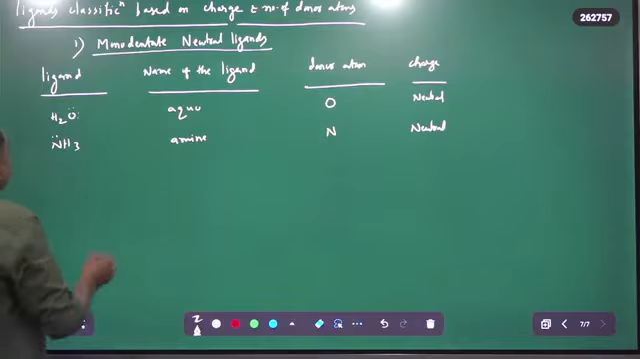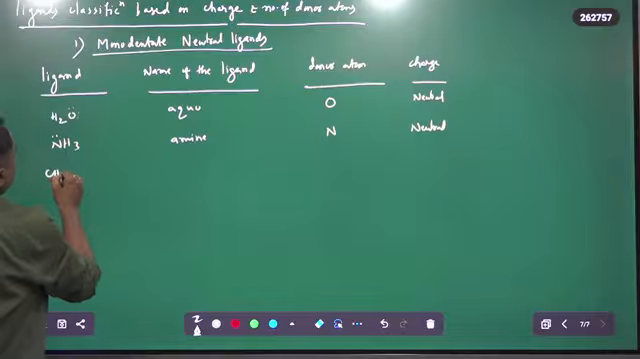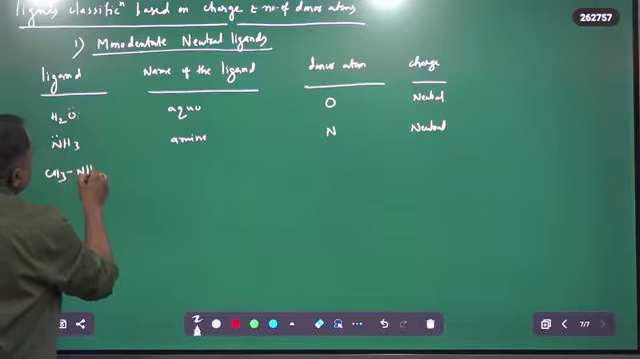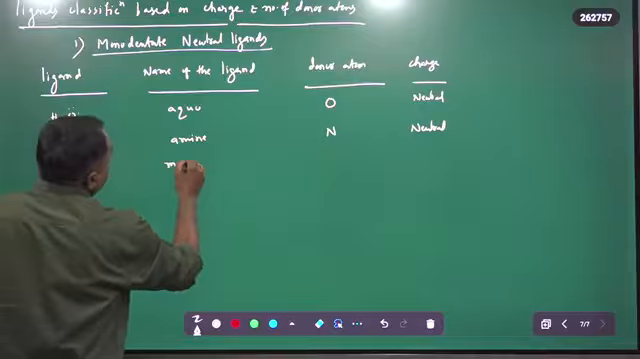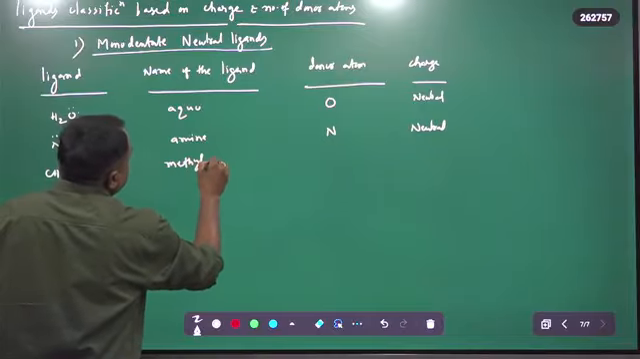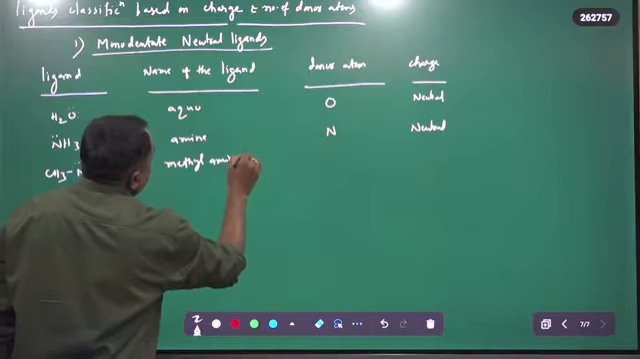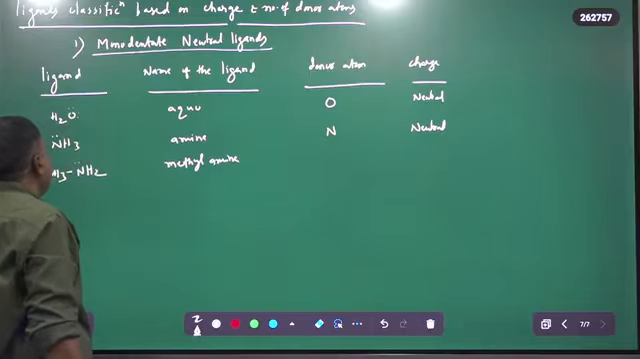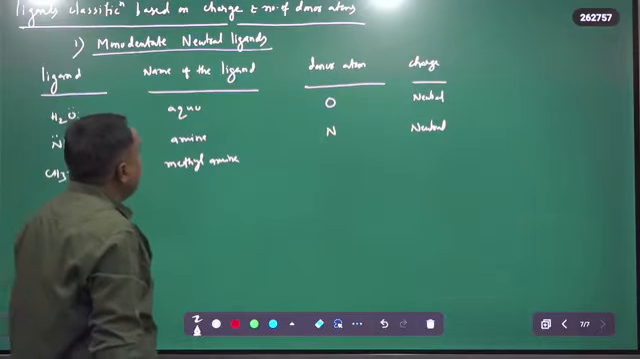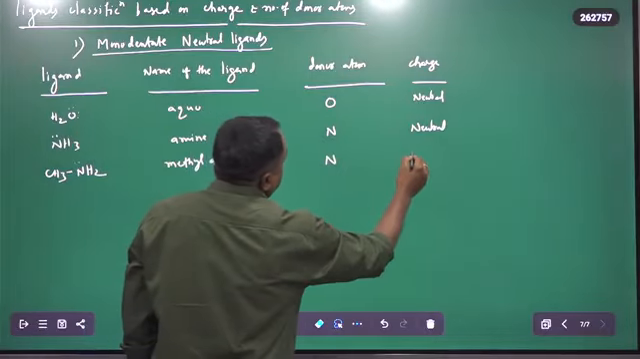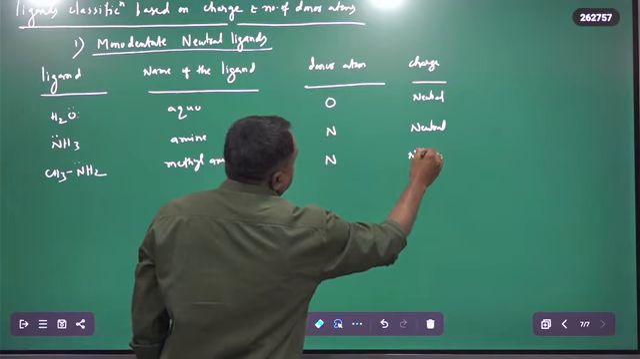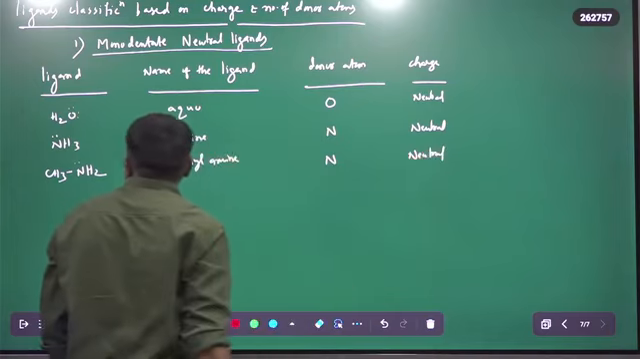After ammonia, this is CH3NH2, which is methylamine. It is similar to ammonia, NH3. In this case also nitrogen is the donor atom, and the charge is again neutral.